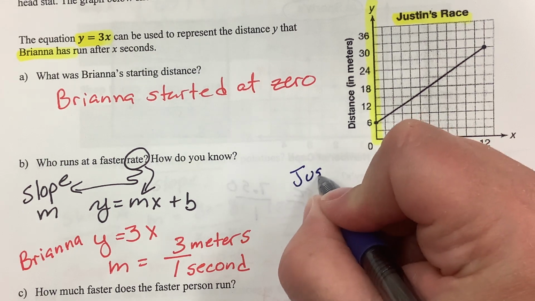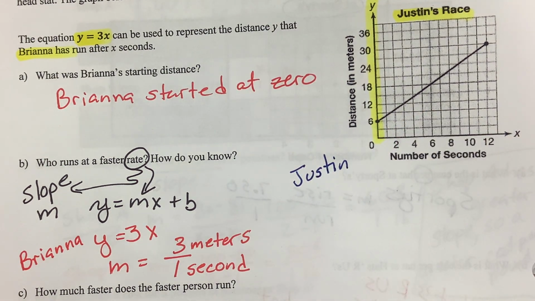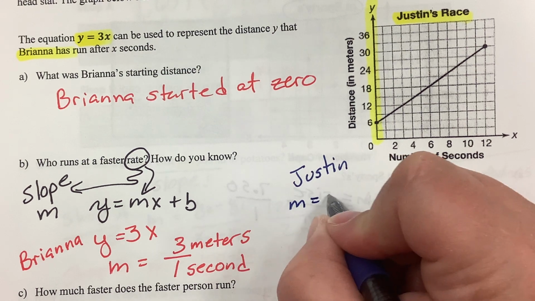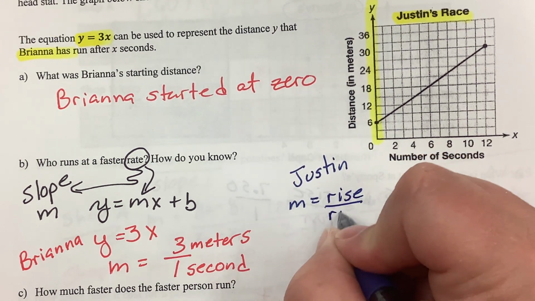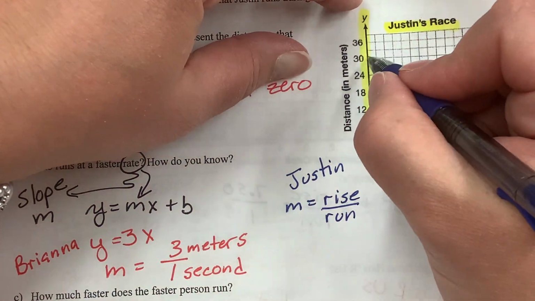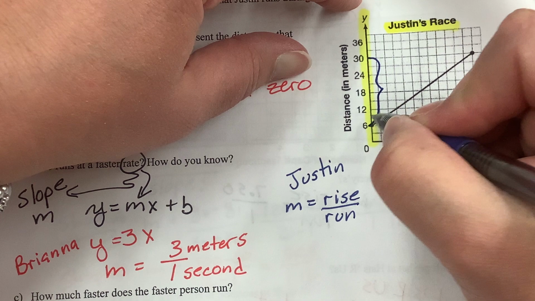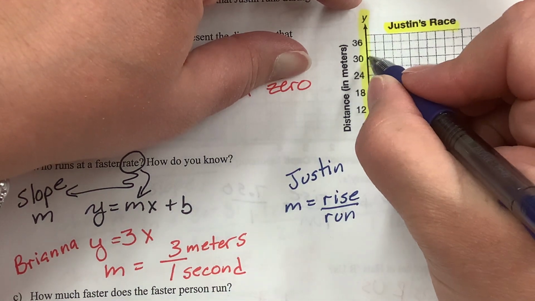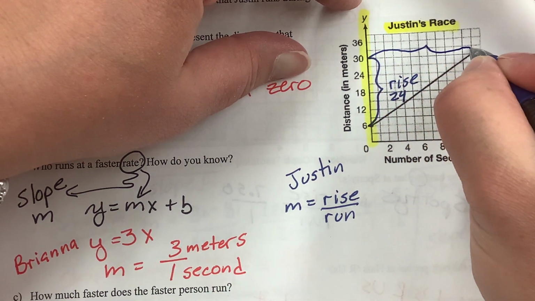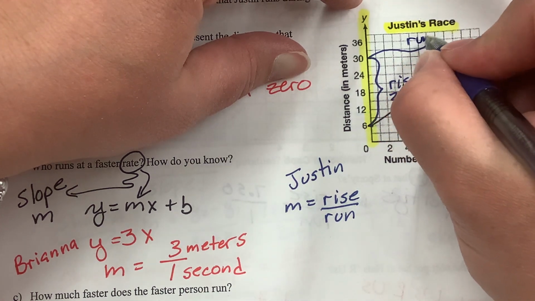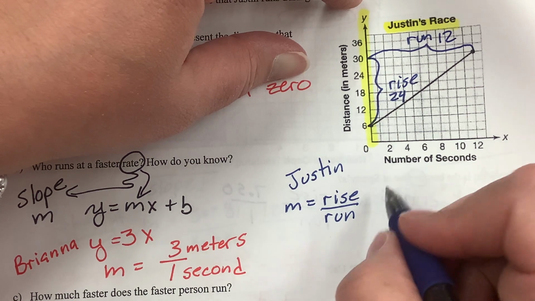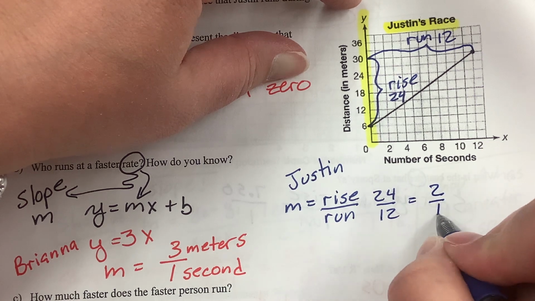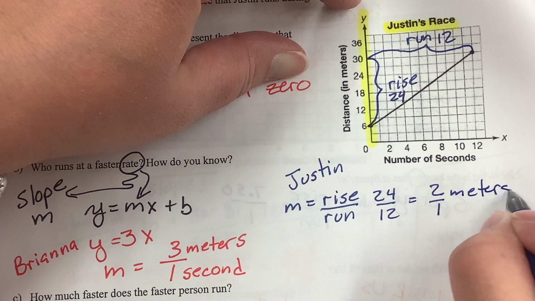Here's Justin. And for Justin, we have to do rise over run because it's a graph. So m equals rise over run. And he rises up to 30 from 6. So from 6 to 30, his rise is 24 meters. And his run, from 0 to 12, is 12 seconds. So rise over run is 24 over 12. So that is 2 over 1, meters in 1 second.